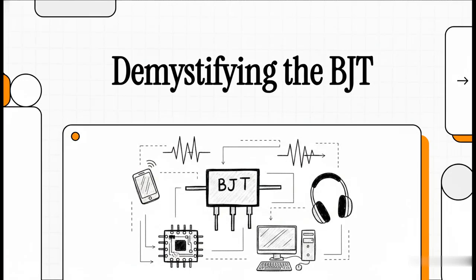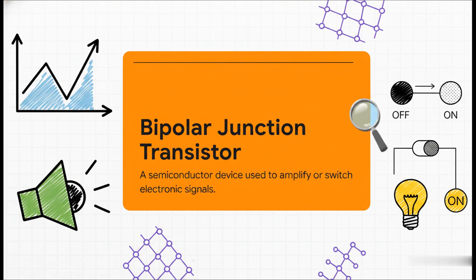Welcome to The Explainer. Today, we're diving into something that is literally the unsung superhero of our modern world, the bipolar junction transistor. We're going to break down its physical mechanics and see exactly how this tiny little device powers basically everything around us.